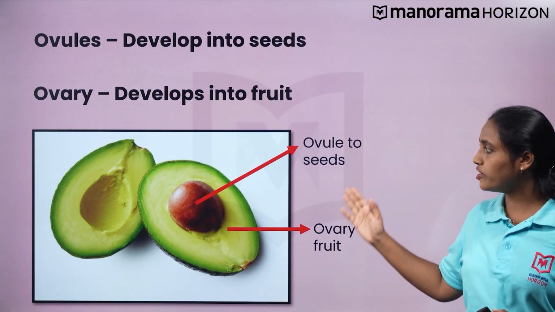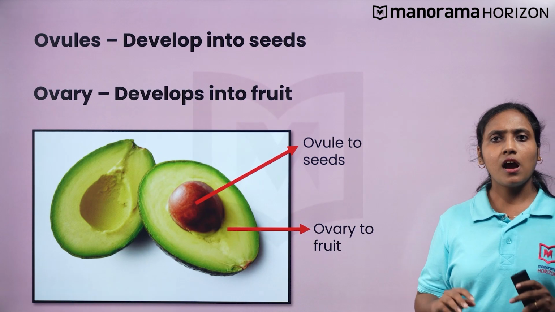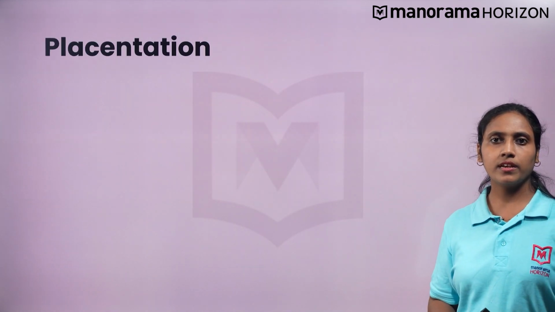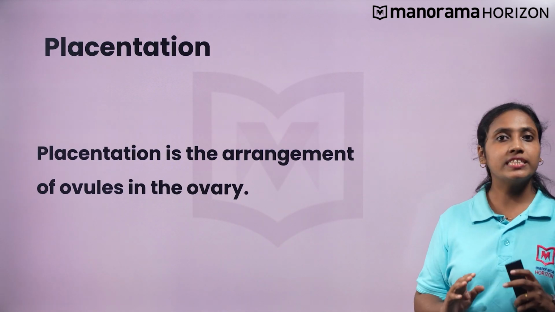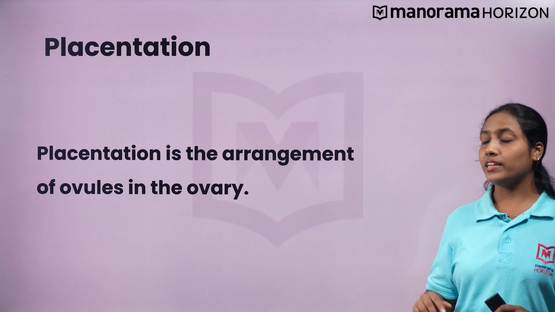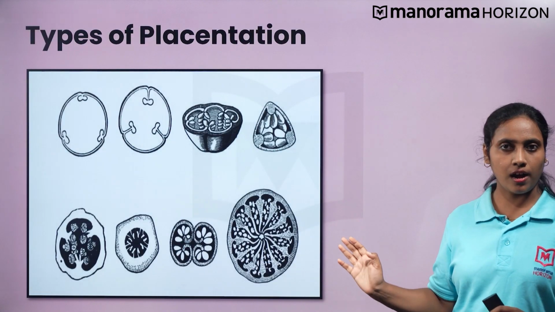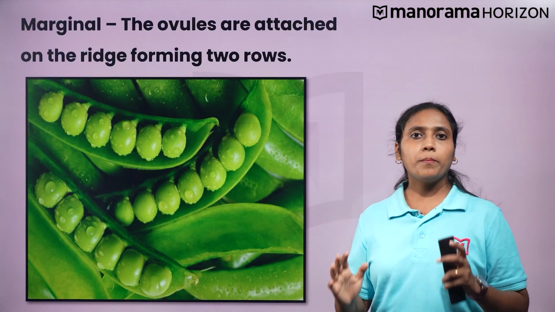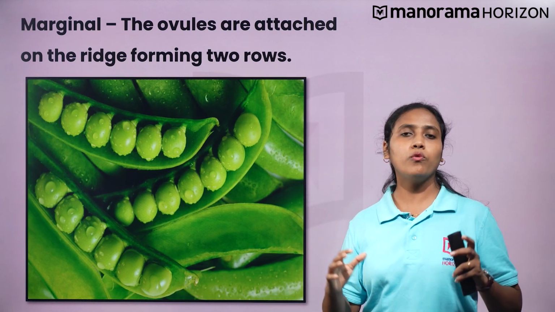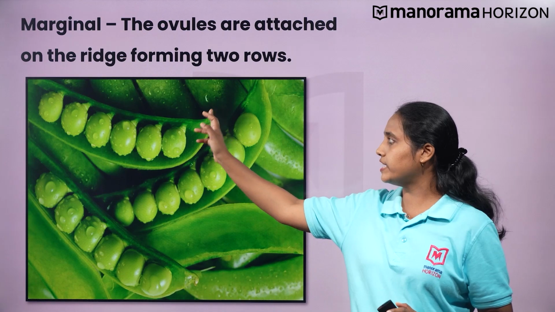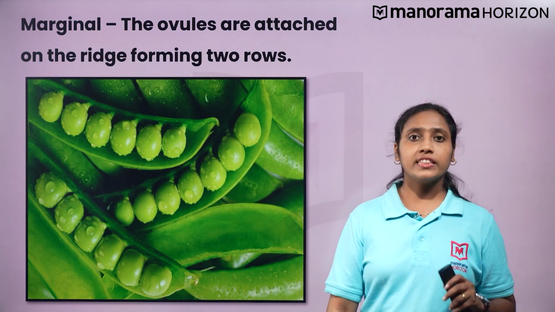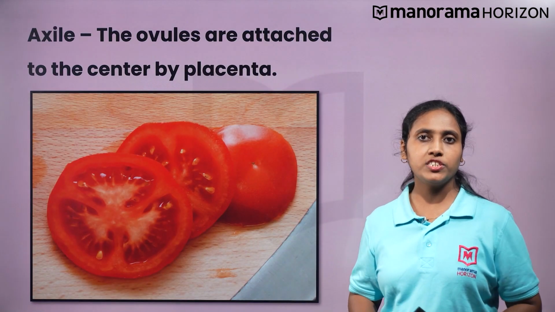the ovaries into fruits after fertilization. Are you familiar with the term placentation? Placentation is the arrangement of ovules in the ovary. The types of placentation are marginal. The placenta forms a ridge along the ovary and the ovules are attached on the ridge forming two rows. Example, pea.